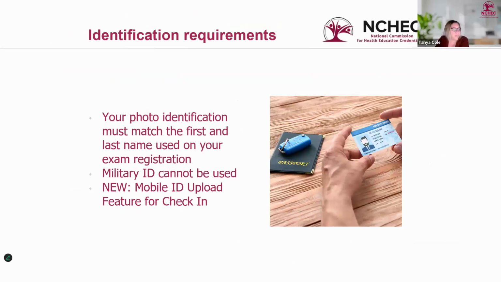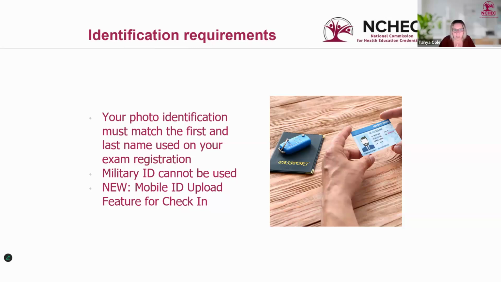And then photo identification. Your photo ID must match the first and last name used on your exam registration. So you would have to have a government ID, passport, driver's license, or state ID. And the first and last name must match what you have used for your exam registration. So if anybody doesn't have what's exactly on their ID, you can reach out to me and we can get that updated, because we'll need to update that within your testing for remote testing.